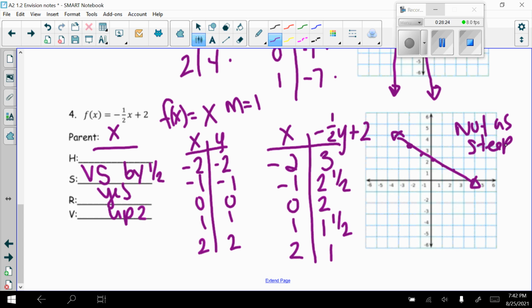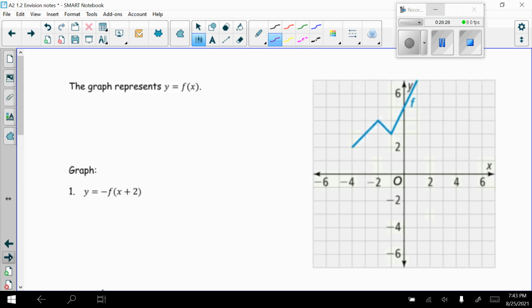All right, let's go to the back. So now we're going to look at, they give me a graph. It represents some function y equals f of x. Okay, let's go ahead and write down what our x's and our y's are, the table.